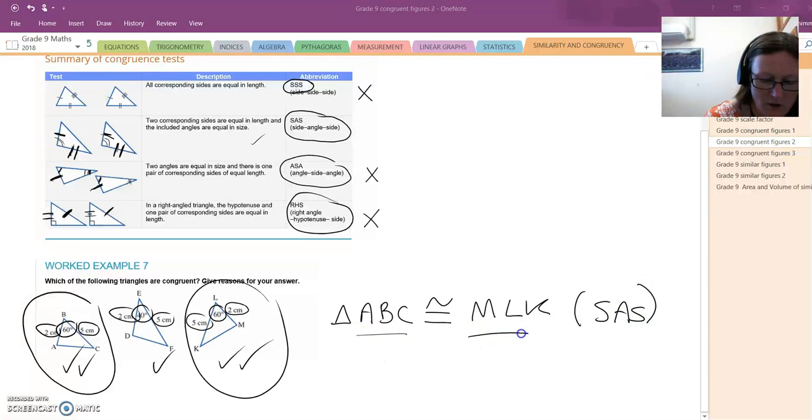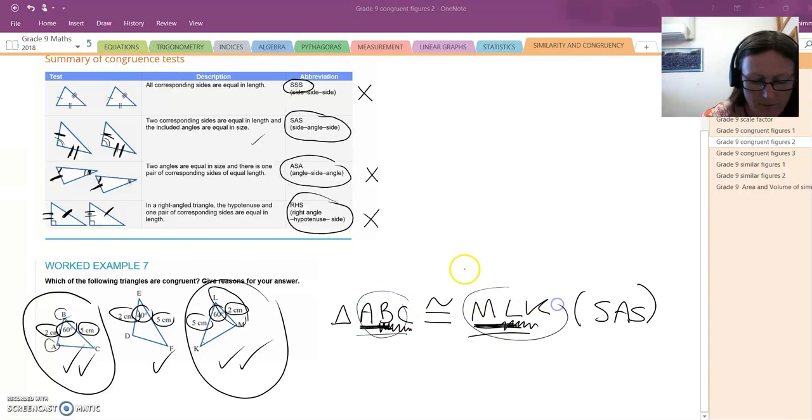Let's look at how I've written these triangles. I need to write them in the correct order. In other words, we have written AB first. The length of AB is 2, so we need to make sure that we write ML first, because the length of ML is 2. BC is written next, and we know that BC is 5, so we then need to write this as LK, because LK is the side that is 5. So it's important that we write it in the right order.